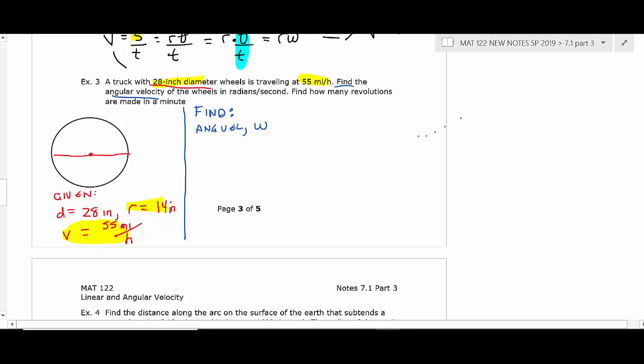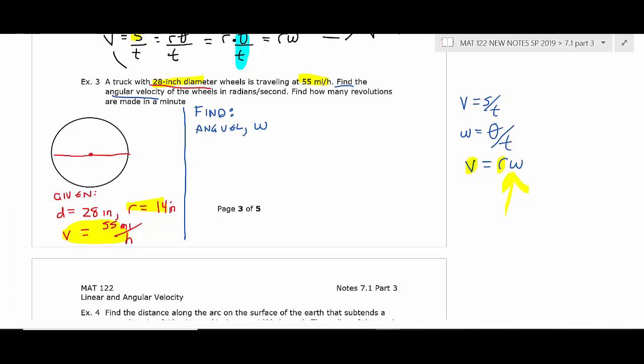We learned these formulas: linear velocity is s over t, angular velocity is theta over t, and then we learned just a few minutes ago v is equal to r omega. Now, which of those formulas is going to be helpful for us? I gave you r and v, so it's easy to find omega, isn't it? That will tell you which formula to use based on what you're given.